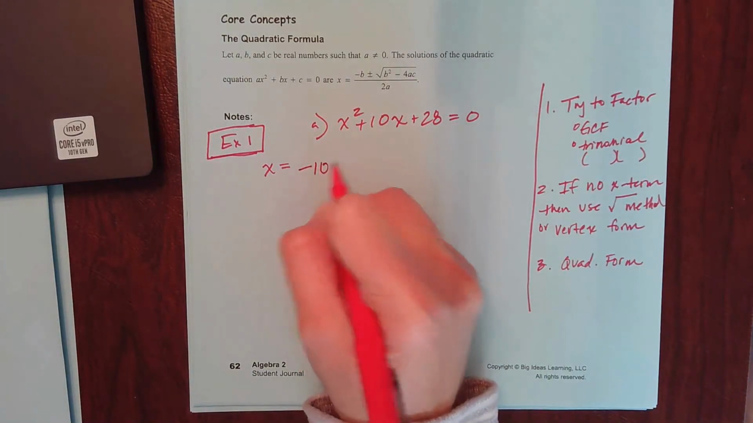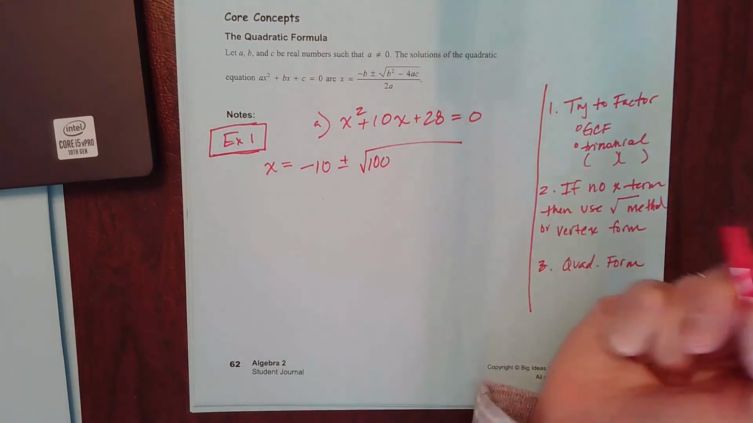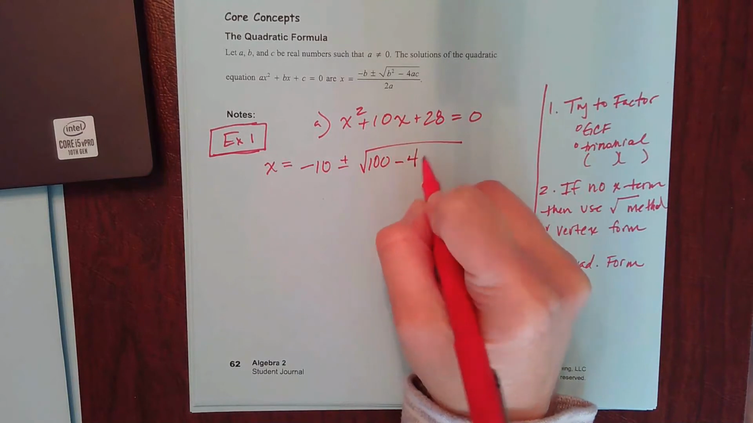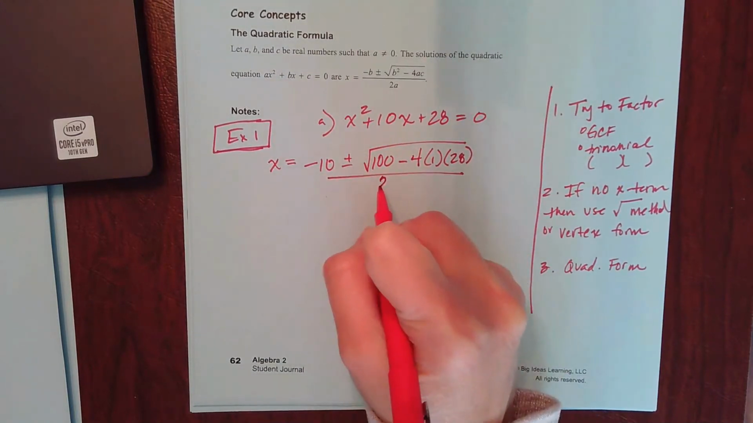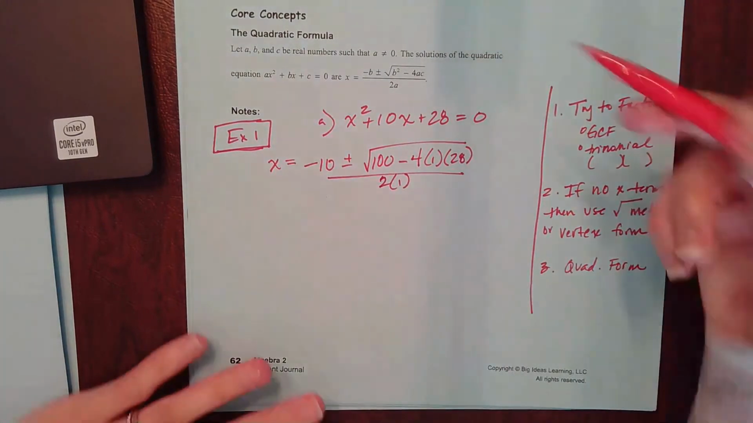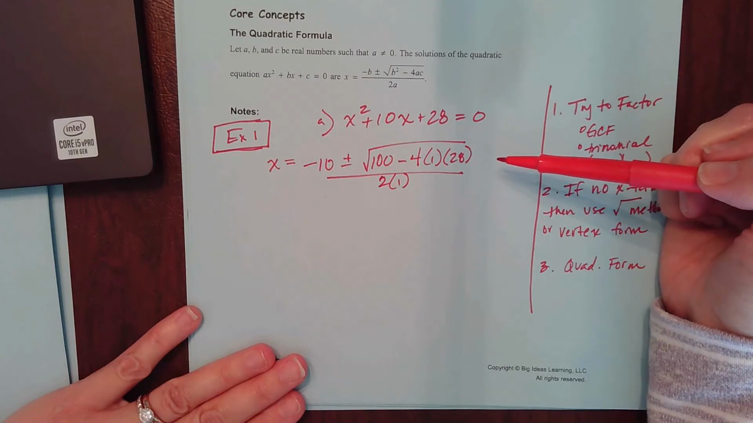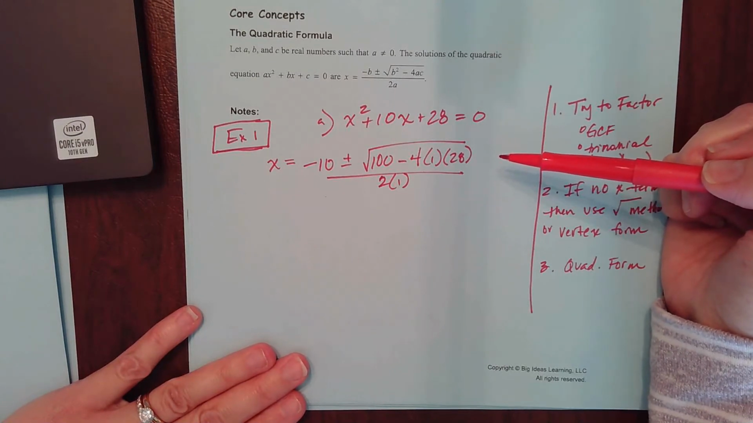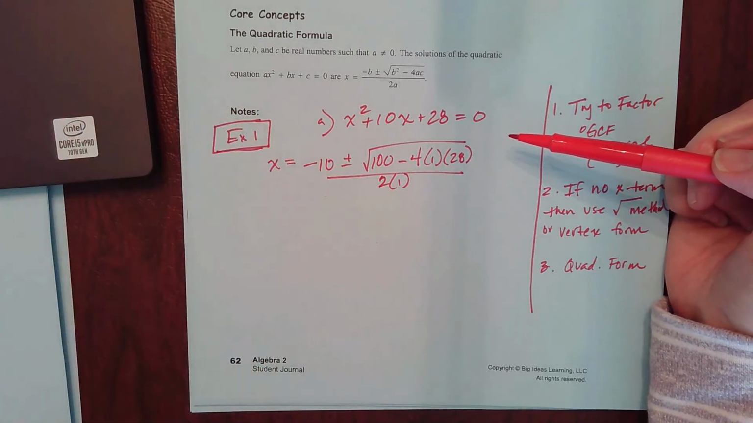So I'm going to do negative b plus or minus the square root of b squared, which is 10 squared, minus 4 times a times c, all over 2 times a. I would like to see this step. So if you were on a test, even if it's on big ideas and you're just clicking a box to the right answer, on your paper I want to see this because it is really easy using the quadratic formula to make a mistake.